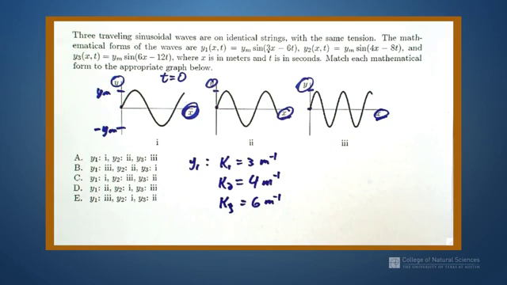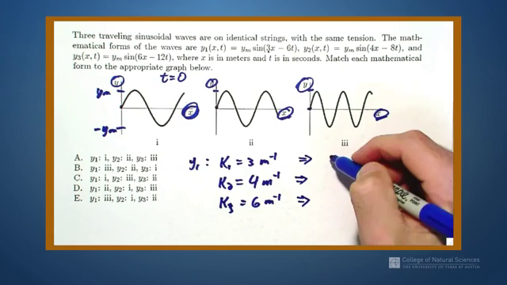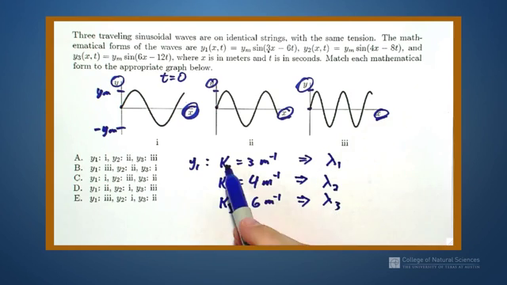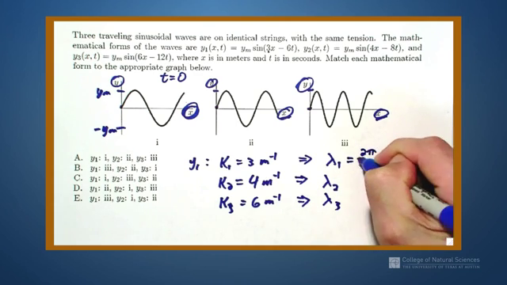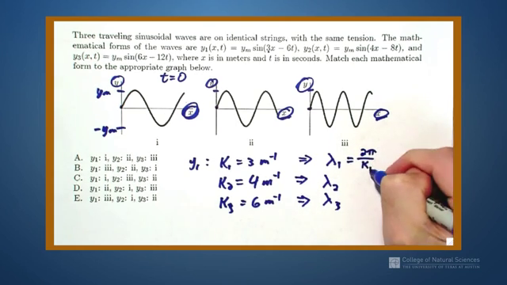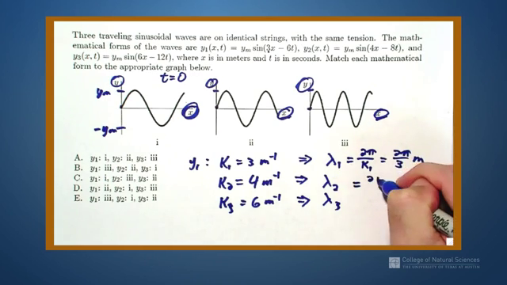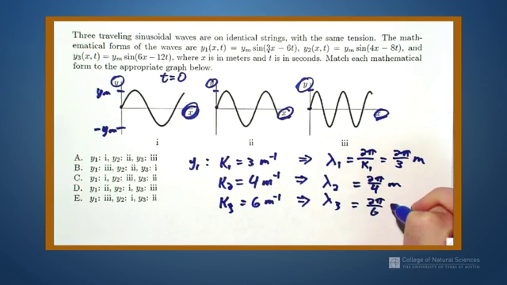K is not a very useful number to use. So what I'm going to look at is the wavelengths for each of these three cases. I know the wave number, our k value, is equal to 2 pi divided by the wavelength, so 2 pi divided by k is going to give us our wavelength. So this is 2 pi over 3 meters. This one is 2 pi over 4 meters. And this one is 2 pi over 6 meters.